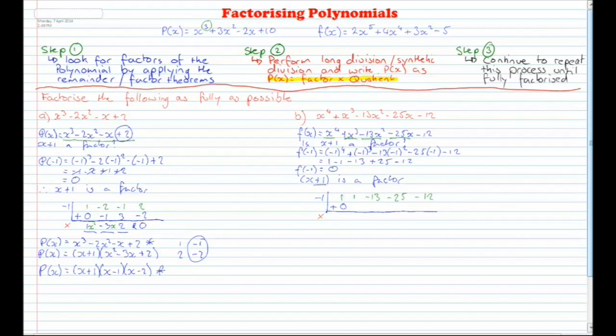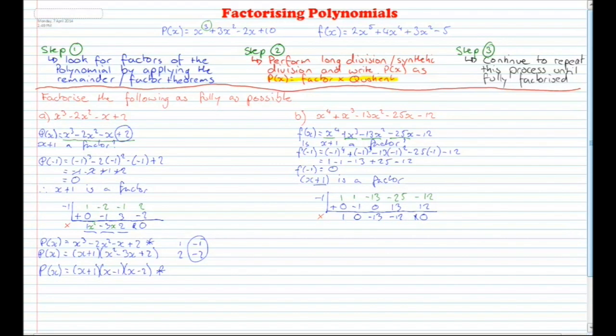Now for what we do inside the box, you go 1 plus 0 is 1. Negative 1 times 1 is negative 1. 1 plus negative 1 is 0. Negative 1 times 0 is 0. Negative 13 plus 0 is negative 13. Negative 1 times negative 13 is 13. Negative 25 plus 13 is negative 12. Negative 1 times negative 12 is 12. And negative 12 plus 12 is 0. Which is great once again, because you want your remainder to be 0 at the end.